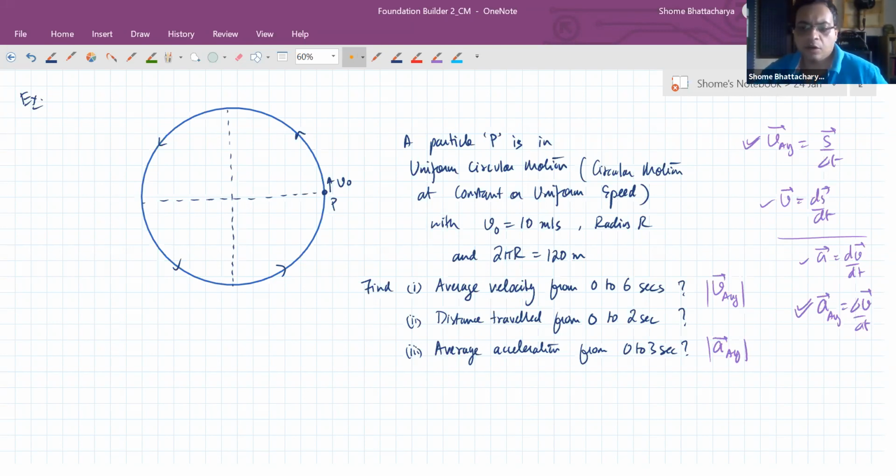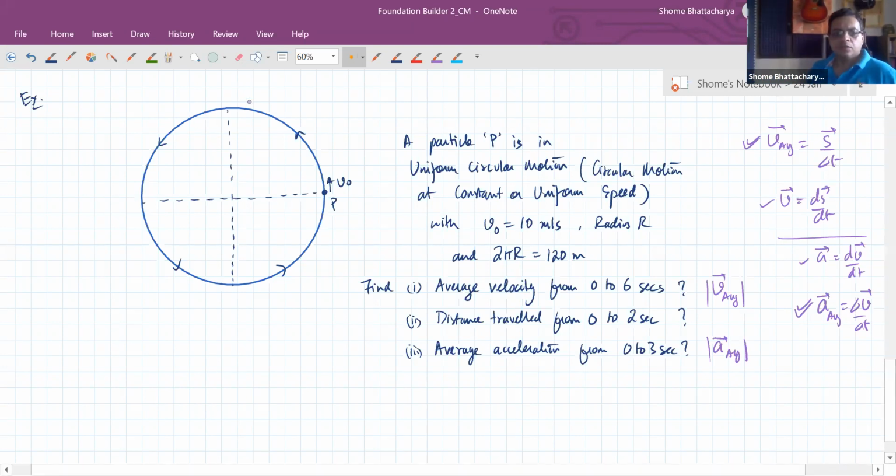Okay, so let's see how we will get the first part. So you have to figure out that from 0 to 6 seconds, the velocity is changing by how much, no? So again, let's say if the particle started from here at t equal to 0, then where will it be at t equal to 6 seconds? So for that, you can see this information.